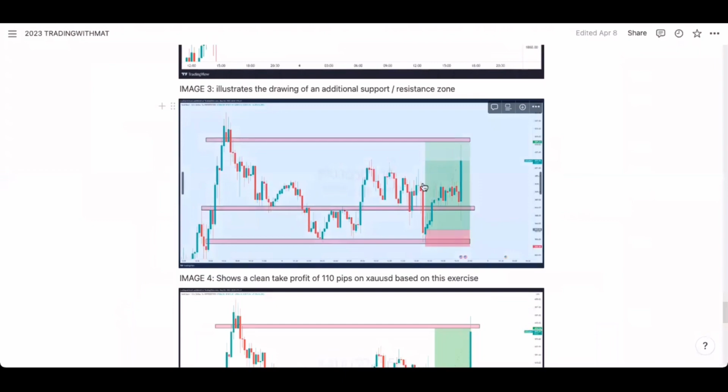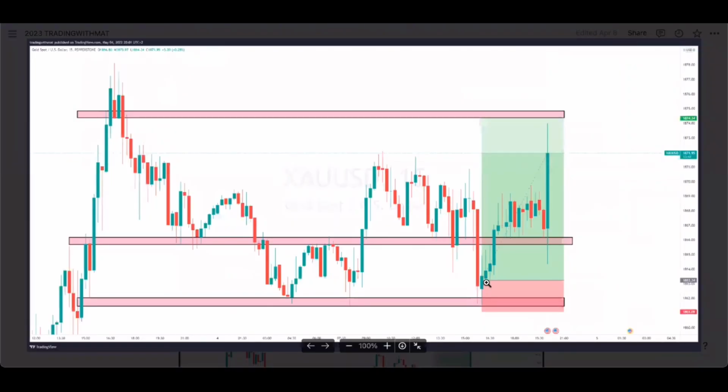All right, so take a look at what happened here. This illustrates the drawing of additional support or resistance. Once the market broke above what would have been your second entry, you can see that we've got a resistance there, support here, resistance there, support, support, support, support, and then you can see that the market reacted in this area here.